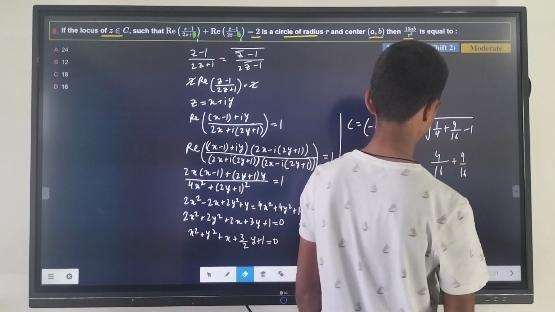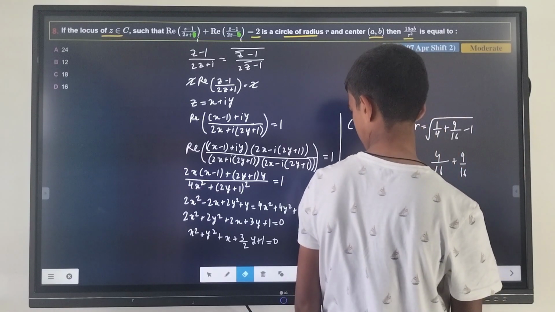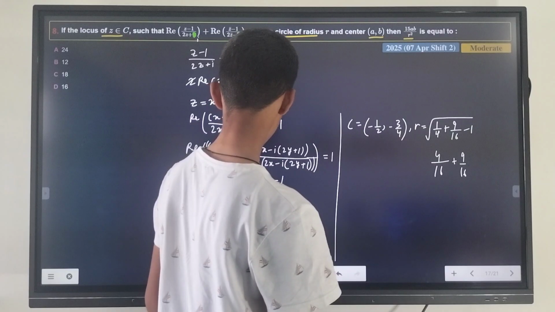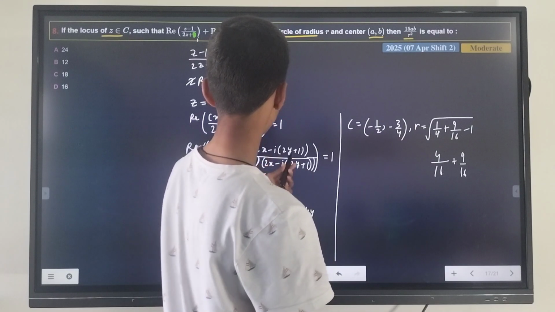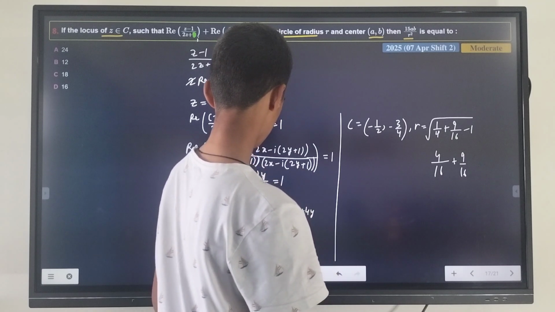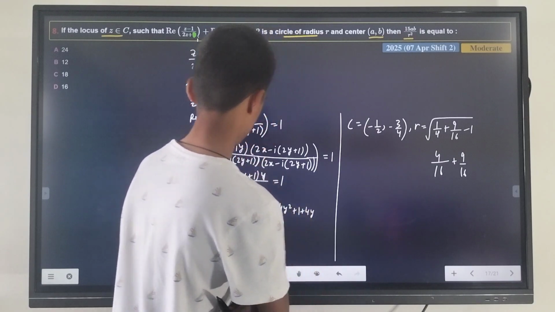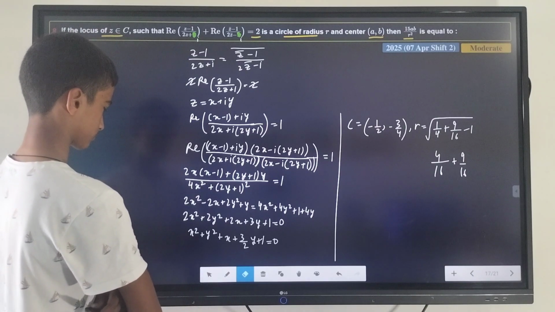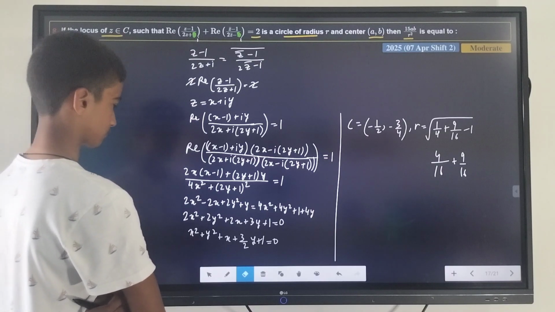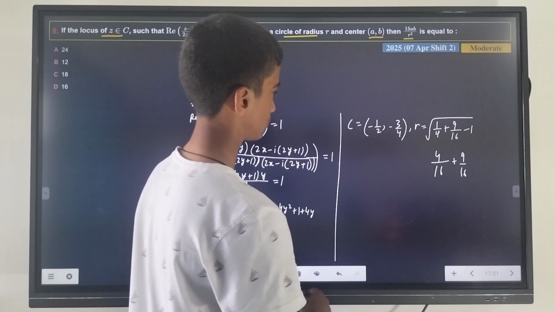Yes. 4 plus 9 minus 16. y, 3y, and here we have 2x. 4x square, 4y square plus 1 plus 4y. 1 upon 4 plus 9 upon 16. 3 upon 4, 1 upon 2.